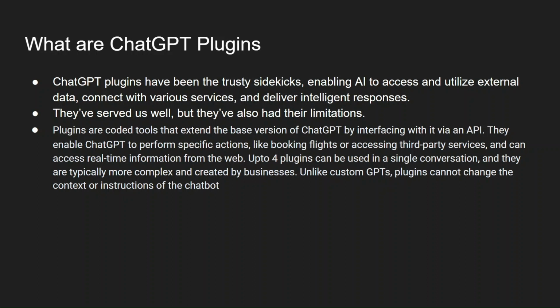As we have looked at the Expedia plugin, you can do flight booking services. We have looked at some data services, like World Bank data, wherein you can query third-party services, and there are many more. And it can access real-time information from the web, which is our alpha plugin, the Bing, which is in the latest ChatGPT update. It is merged into GPT-4 by default. And you can use 4 plugins in any single conversation. At a time, you can use up to 4 plugins. They are typically more complex and created by businesses.